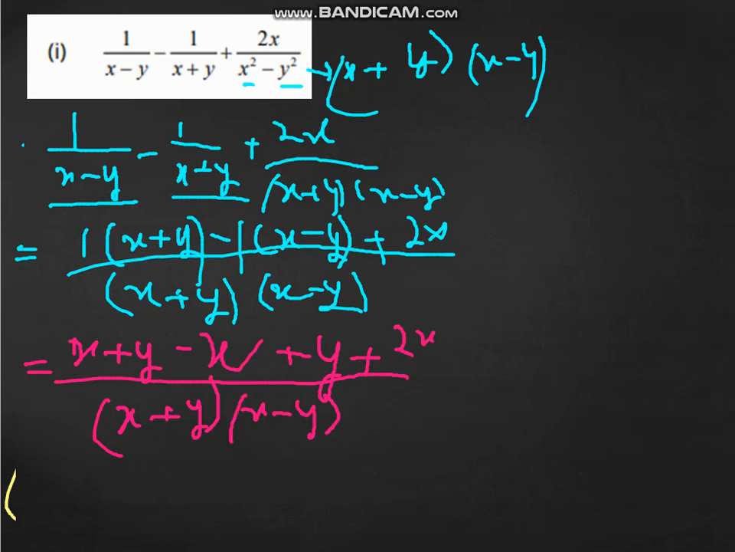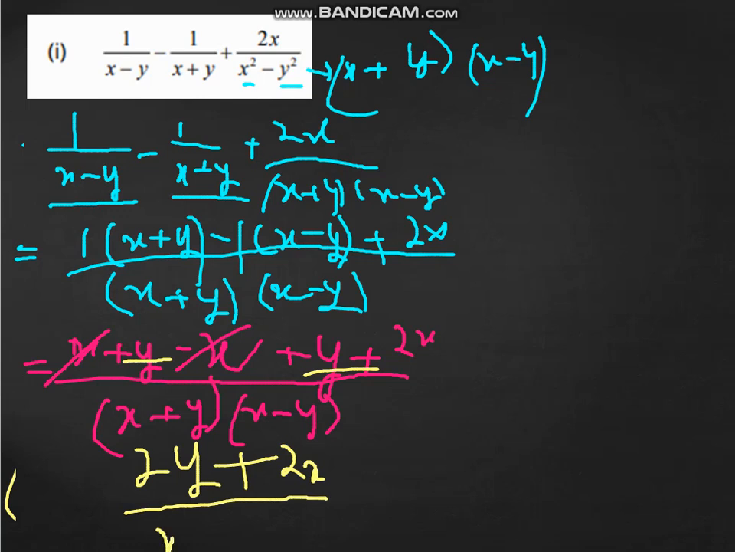Now solving this, positive x and negative x cancel out. Okay, so positive y and positive y make 2y, and then we got 2x. In the denominator we get x plus y and x minus y.